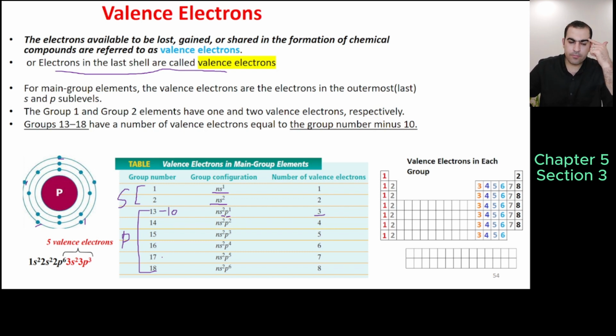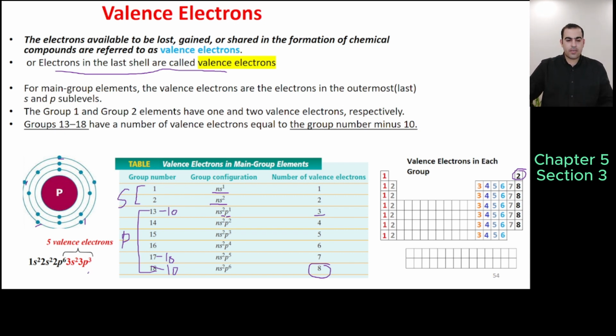Group 17: 17 minus 10 is 7. So they have how many valence electrons? They have 7 valence electrons. Group 18: 18 minus 10 is 8. Group 18 elements have 8 valence electrons, except helium. Main group 1 elements have only 1 valence electron, only 1 electron in the last shell.